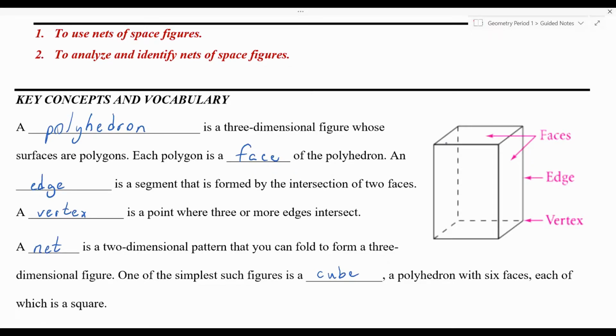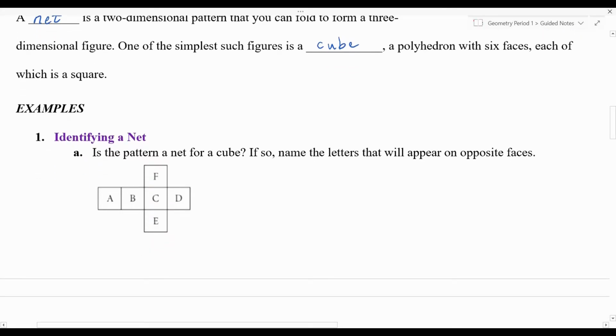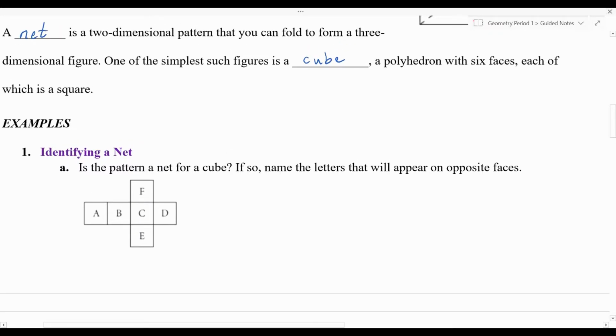So let's take a look at our first example here. It says, identifying a net. Is the pattern a net for a cube? If so, name the letters that will appear on opposite faces. Since I am not an artist, I'm just going to make the image appear momentarily. So we start here with this two-dimensional figure.